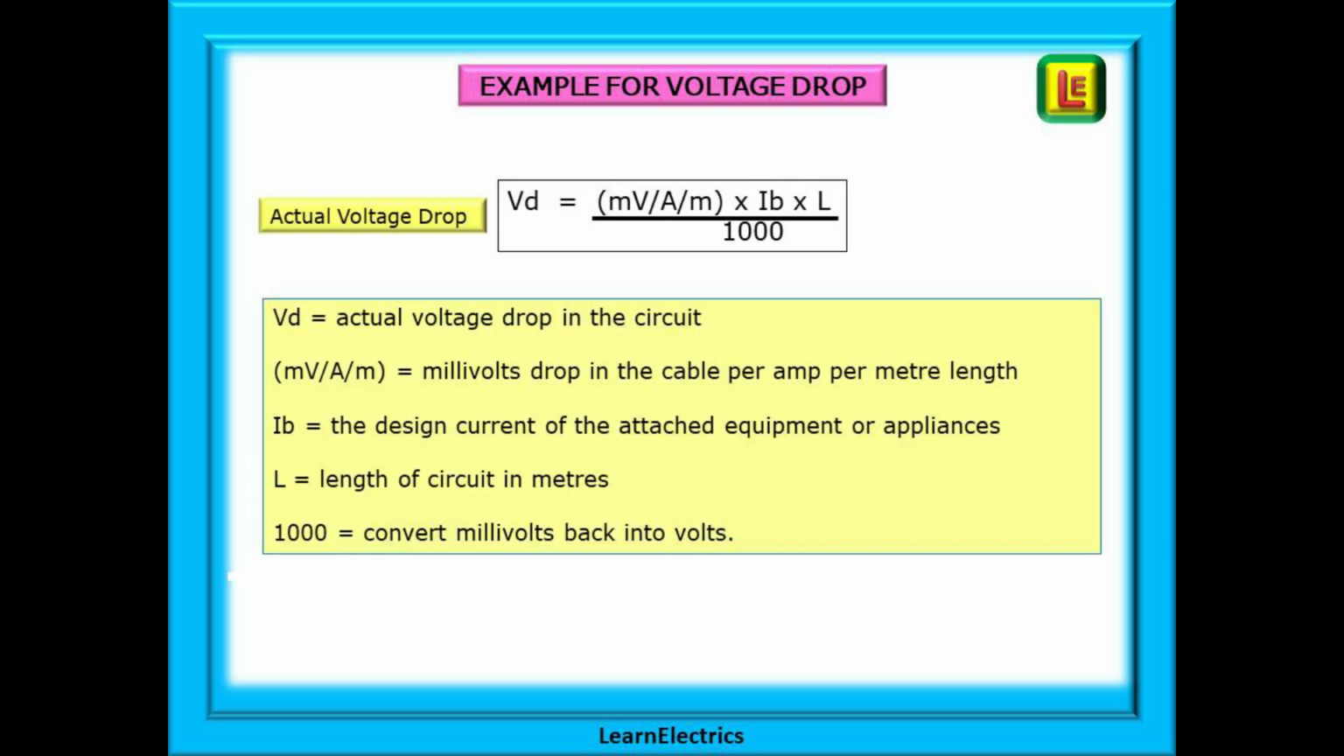This is the formula that we shall use, and the symbol descriptions are below. When we calculate the actual volts drop, we should compare it to the maximum permitted. If it is below the maximum, then happy days. If it is above, then we must consider bigger cable, shorter routes, or some other solution.